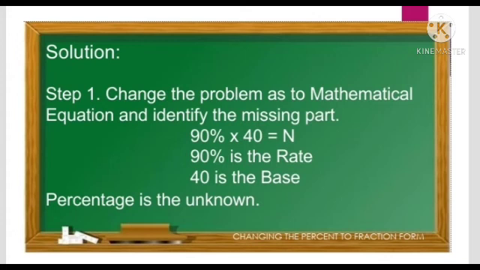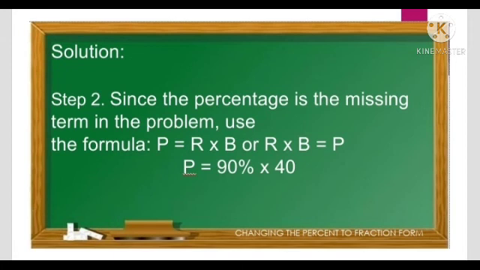Percentage is the unknown. Since the percentage is the missing term in the problem, use the formula P, or percent, is equal to R, or rate, multiplied by B, which is base. Therefore, P is equal to 90%, which is the rate, and 40, which is the base. P is equal to 90% times 40.